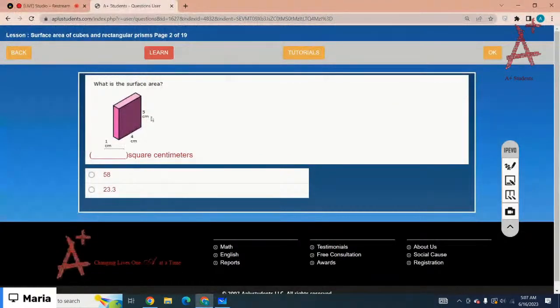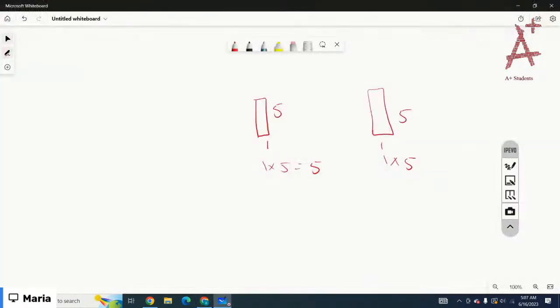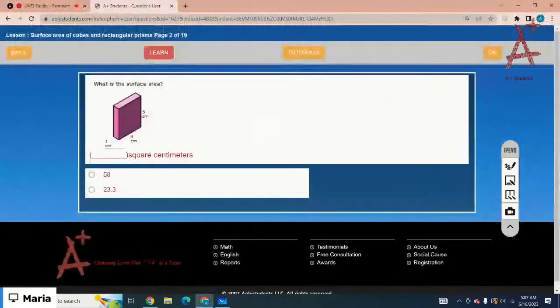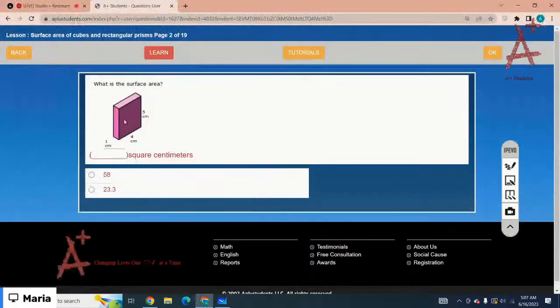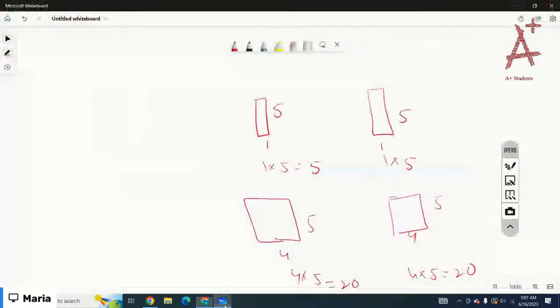Okay, now just look at the other face. Just look at this face. 4 and 5. So you have to do 4 times 5. Same as for the other pair. 5 and 4, it would be 20, and 4 times 5, it would be 20. Now just look at the third face. That would be 1 and 4. The third one is 1 and 4. So you have to do 1 times 4, and for the other pair you have to do also 1 times 4.